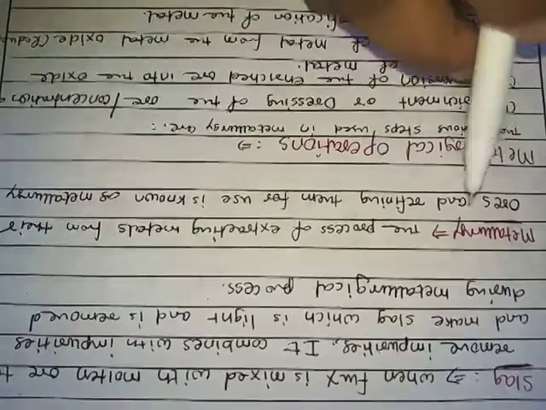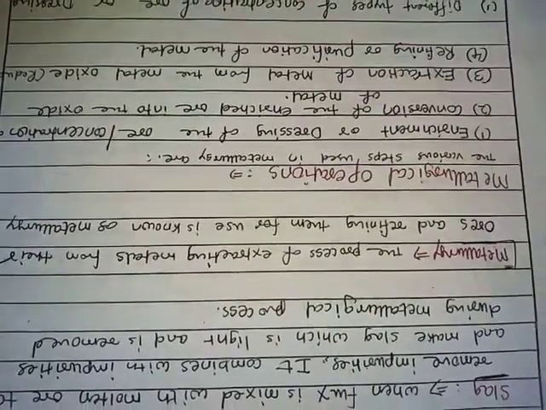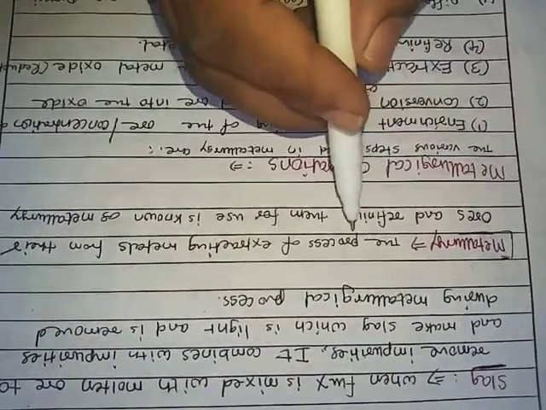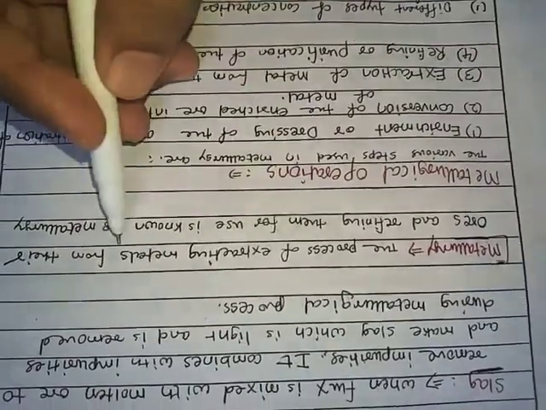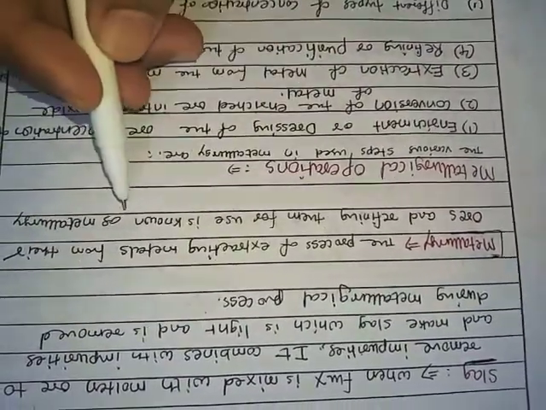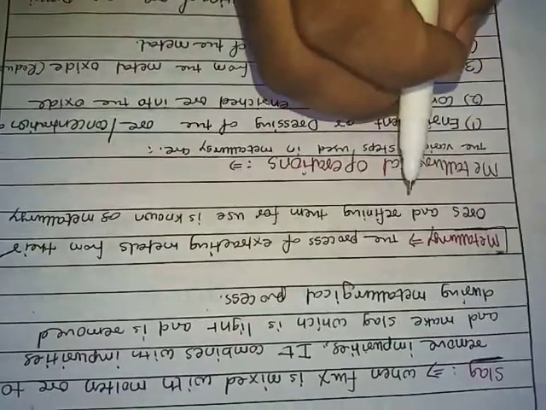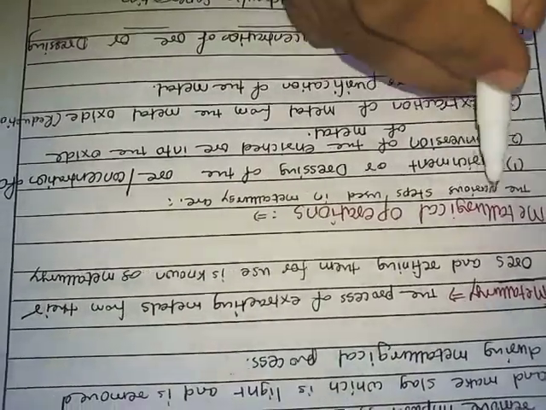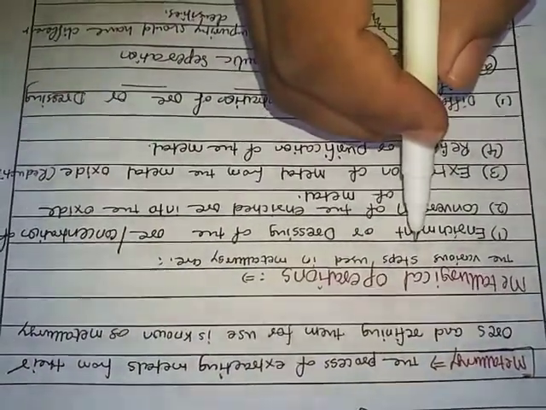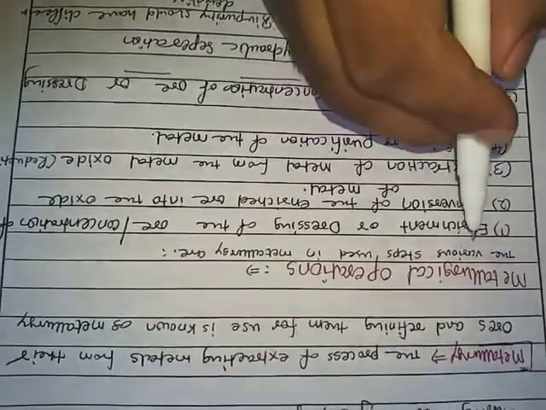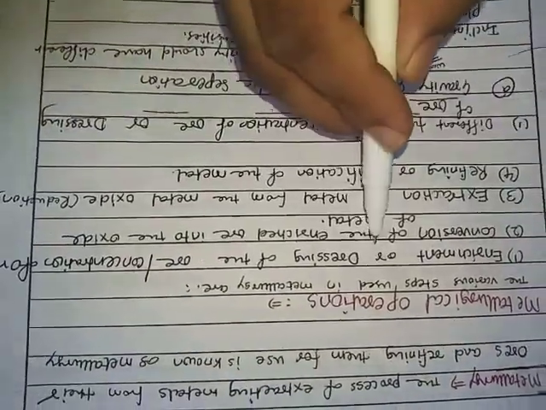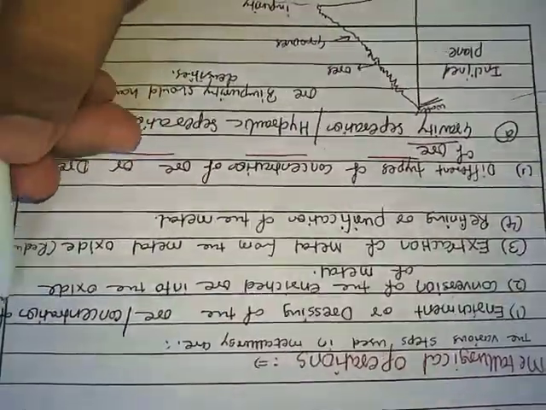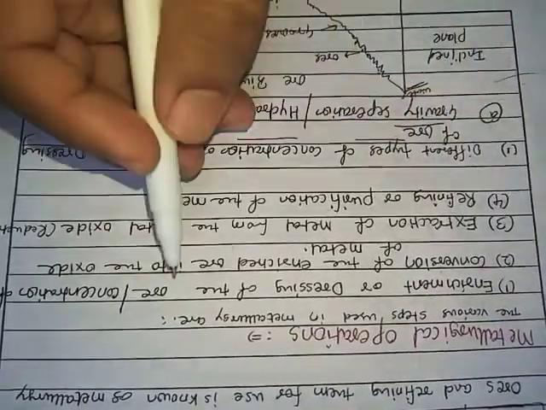Now we are going to discuss metallurgy. Metallurgy is the process of extracting metals from their ores and refining them for use. It is a very vast subject. Let us see the metallurgical operations, the various steps used in metallurgical processes. First, enrichment or dressing of the ore, or concentration of ore. It is the first method.